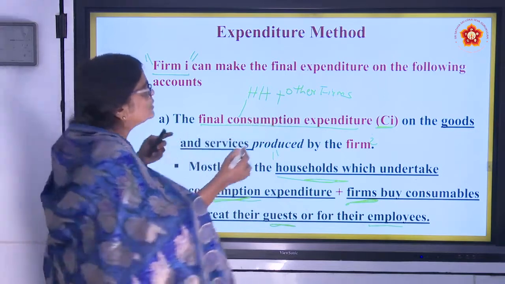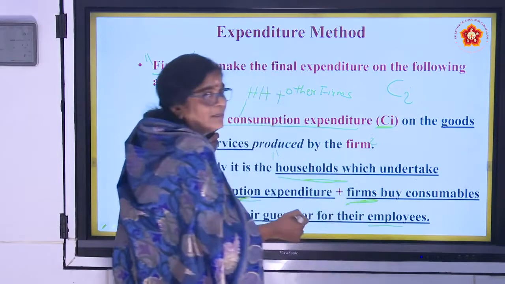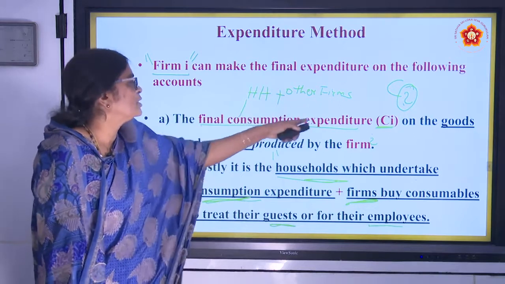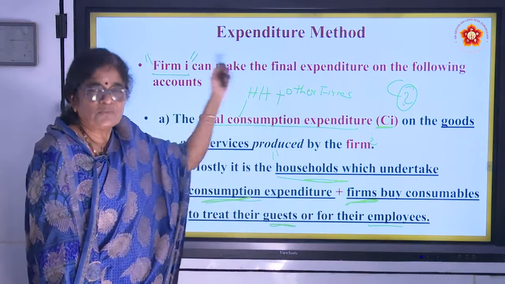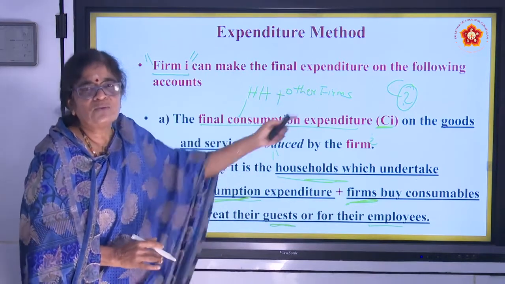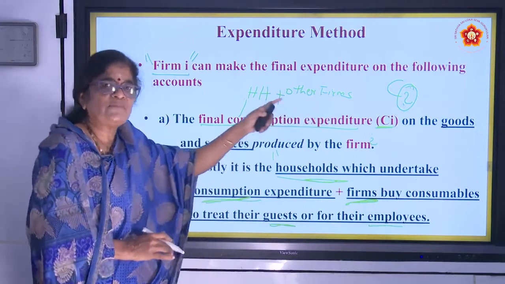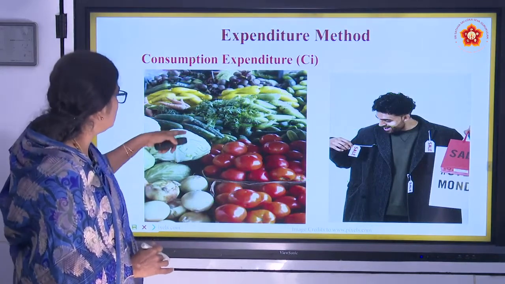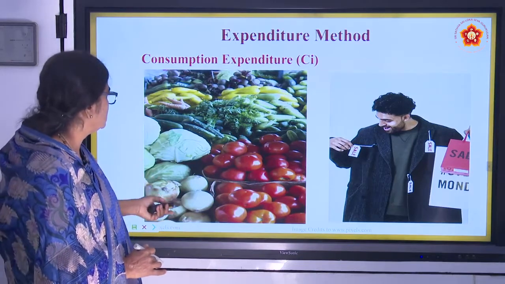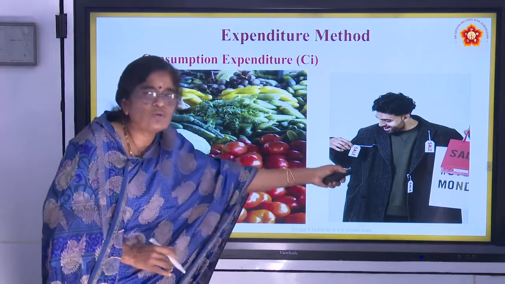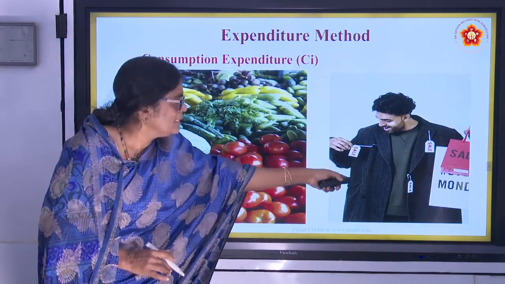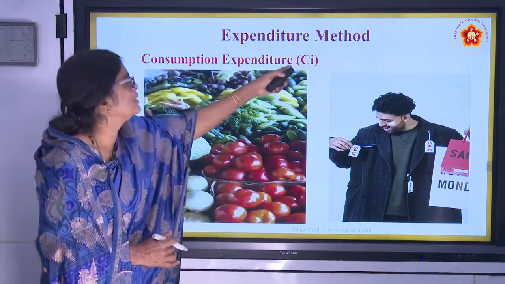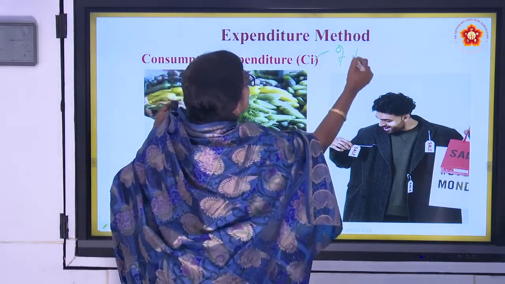That is called consumption, and that consumption we indicate by CI. Why? Consumption expenditure for firm I. How to read it? The final consumption expenditure of firm I. Only one firm we are considering, because we are going to study the entire firm sector of the economy step by step. For example, you can consume any items here: fruits, vegetables, leafy vegetables, everything. Or you can also consume clothes, which is also a consumption item, any dress or any jacket. This is an example of a consumption item. This is the consumption expenditure of firm I.